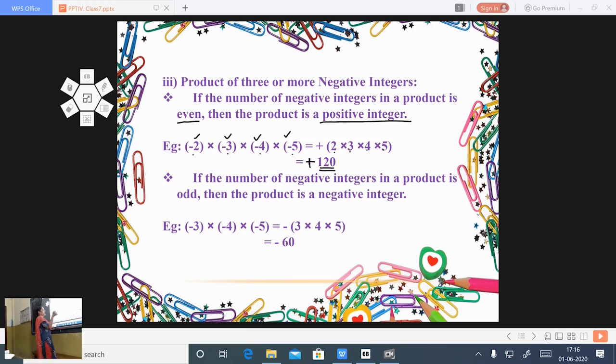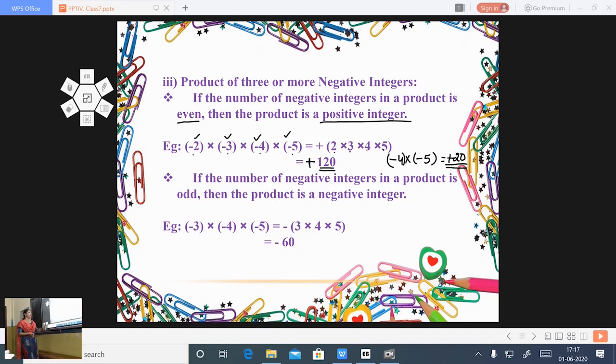Then one more example. Minus 4 into minus 5. Okay. First multiply the numbers, that is 4 into 5, 20. How many negative integers are there? 2 negative integers are there. We know that 2 is an even number. So the answer will be positive. So the answer is positive 20.